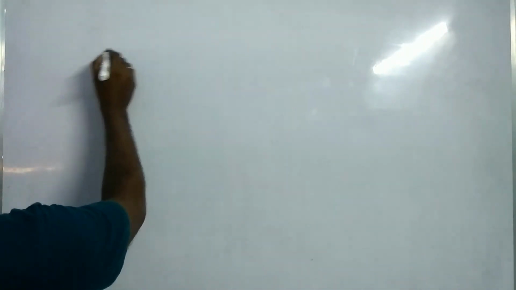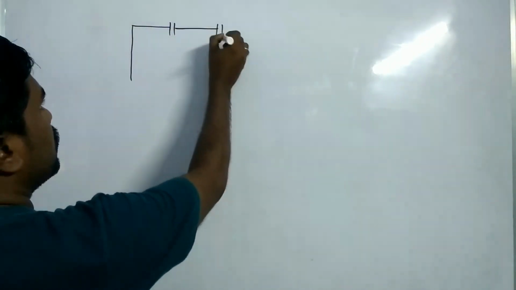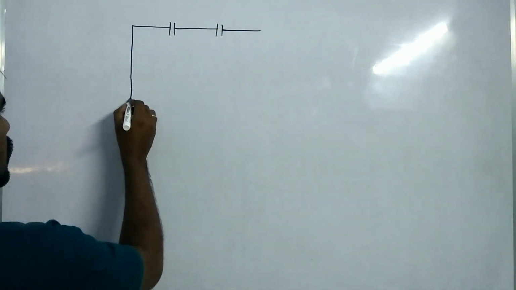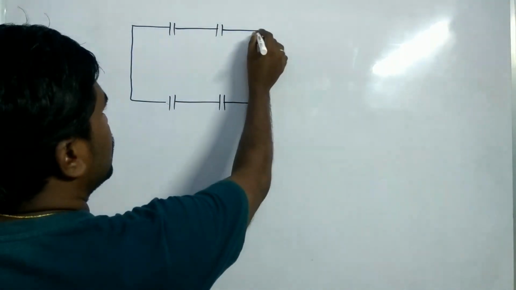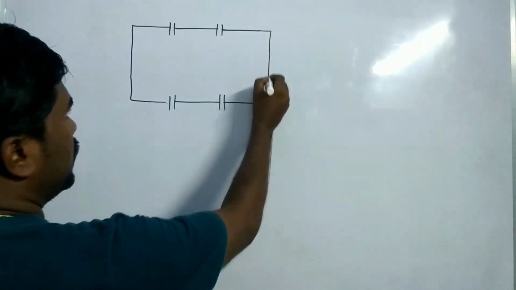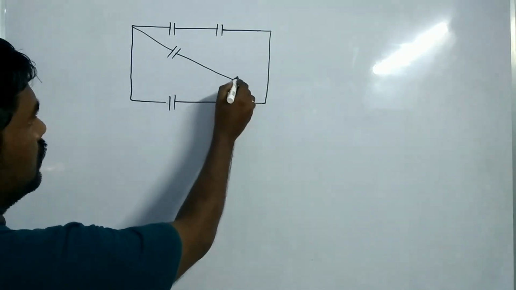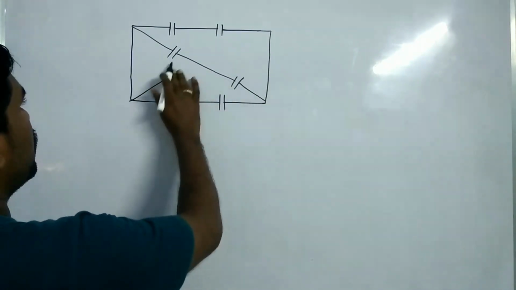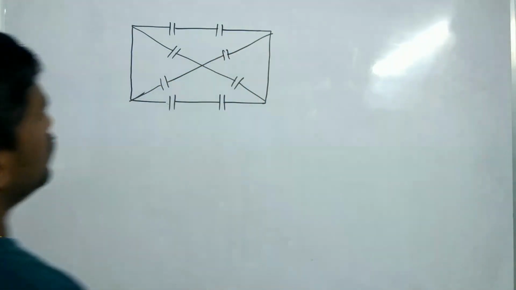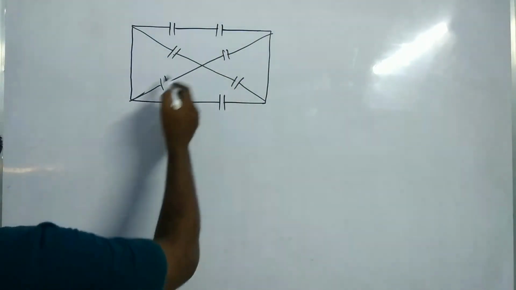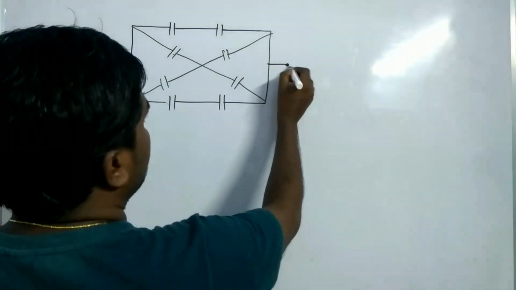Here there is a circuit which is very complicated. Here this is another one, and one more. Right? How many are there? 1, 2, 3, 4, 5, 6, 7, 8. So this is A and B.